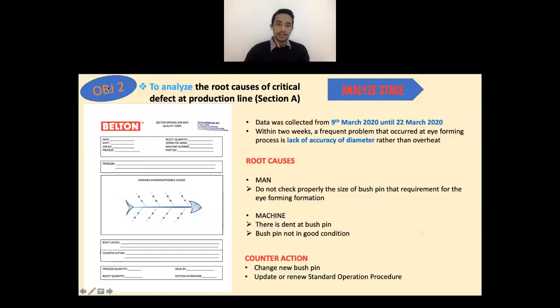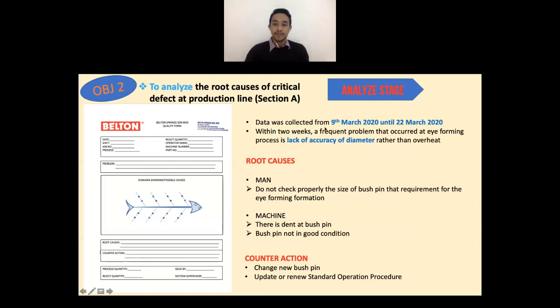And then this is objective 2. My objective 2 is to analyze the root causes of critical defect at production line section A. So at this objective, I already moved to analyze stage. So I create this form, quality form. So the main here is an Ishikawa diagram. So we have a problem here, root causes, and corrective action.